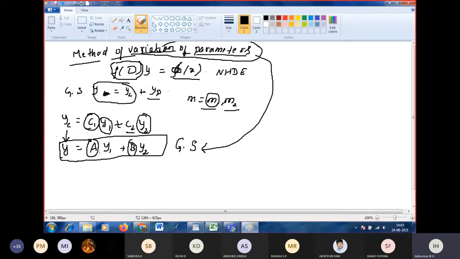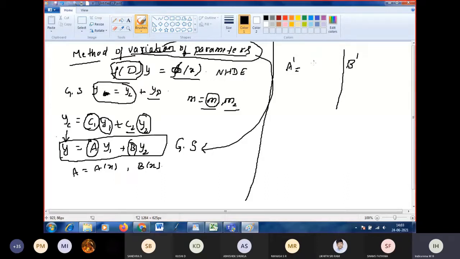How to find A and B? Here A and B are not constants. A is a function of x and B is also a function of x. In this method, the formulas are not given directly for A and B. They are given for A dash and B dash, and from these we find A and B.